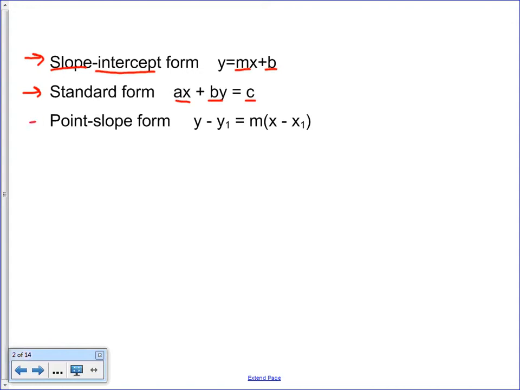And we're also going to talk about point-slope form. So the slope is your m, and your point is the x1 and the y1. So these two we're going to discuss today.